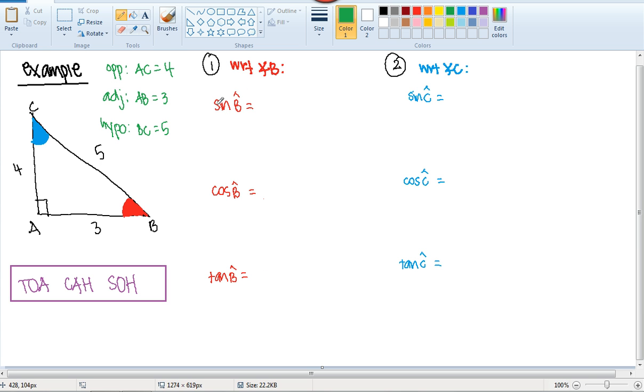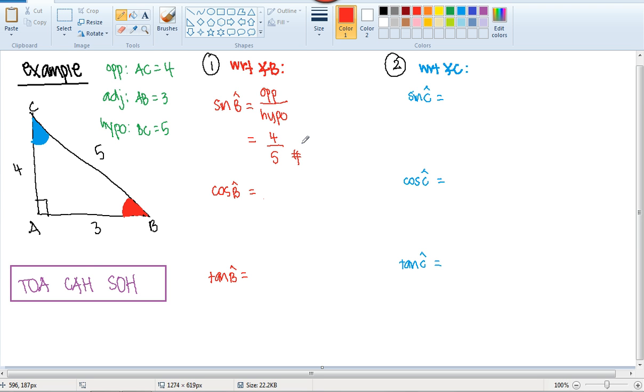So I want sine angle B. For sine, I'll look at SOH, right? So it's S, O is opposite, H is hypotenuse. So my opposite is actually AC, which is 4. My hypotenuse is BC, which is 5. Okay, and this is the trigo ratio for sine angle B.